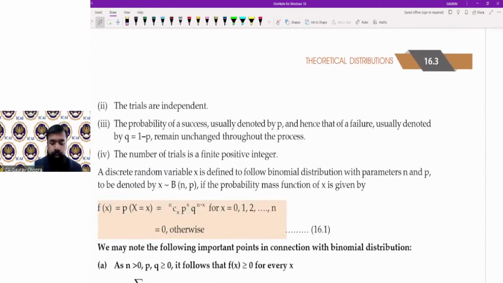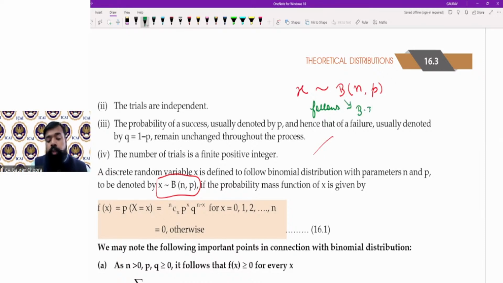So let's move forward. This we have done. Now it is denoted by this. What is the meaning of X? Then there is a symbol B and in brackets n comma p is written. It means that X follows binomial distribution with parameters n and p. Now what are the parameters? Parameters means those values because of which we can calculate anything. If you want to calculate mean, standard deviation, variance or probability, you can calculate everything with the help of these two values.